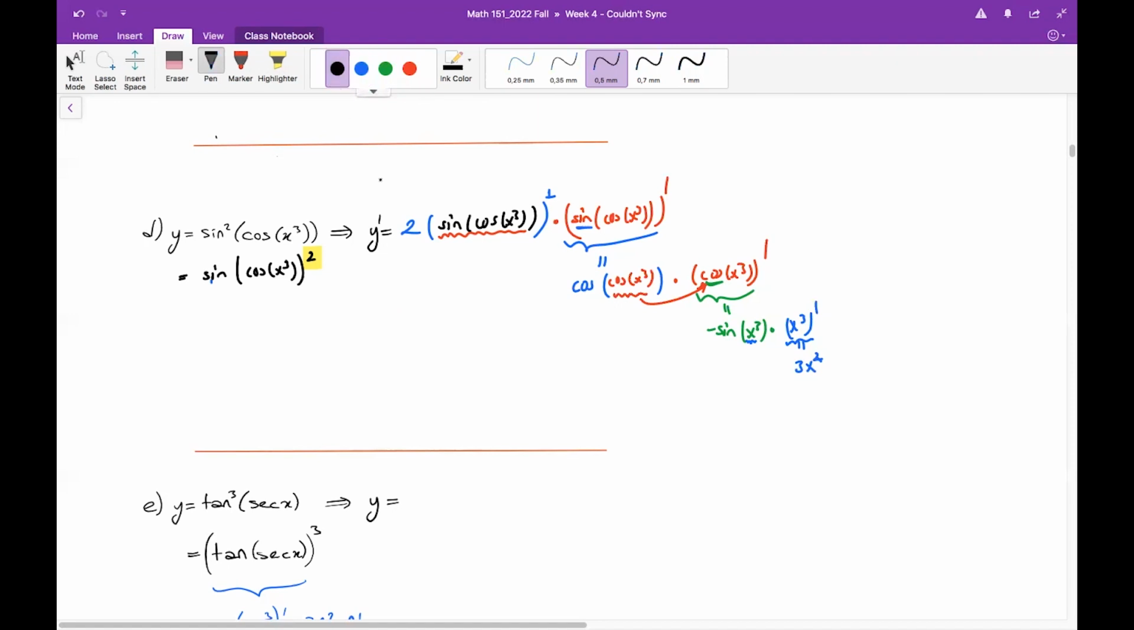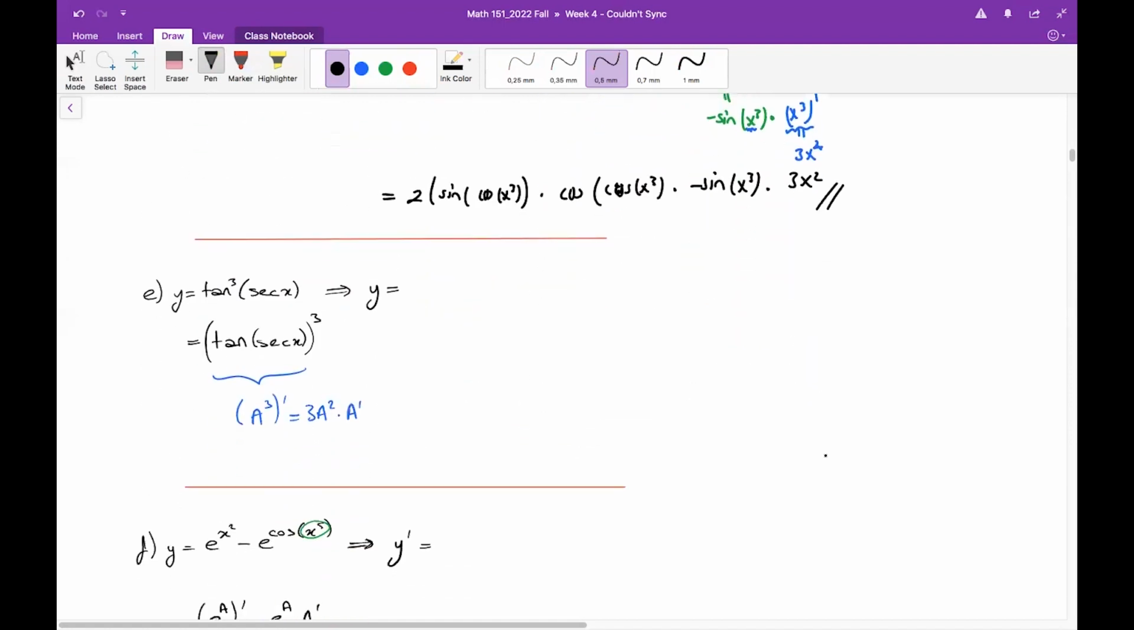So now I am ready to write the final result. It goes like 2 times sine of cosine of x cubed times this cosine of cosine x cubed times minus sine x cubed times 3x squared. This will be the final answer, okay?